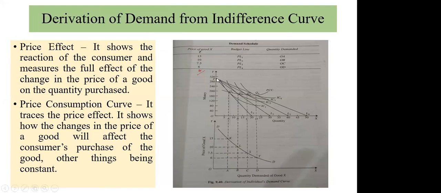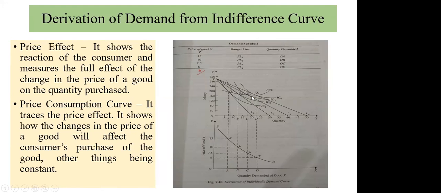And lastly, if there is a further fall in the price to rupees 6, the price line will be PL4, and the consumer will move to IC4 and be in equilibrium at point Q4. If we join these points Q1, Q2, Q3, Q4, we get the price consumption curve, which, as per the definition, shows how changes in the price of a good change the consumer's purchases. So we see that as the price keeps falling, the consumer purchases more and more quantity of good X.